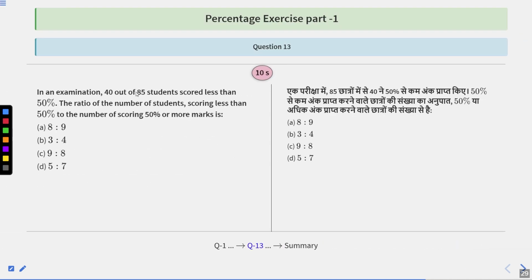In an examination, 40 out of 85 students scored less than 50%. The ratio of the number of students scoring less than 50% to the number of students scoring more than 50% is how much? A, B, C, D, four options have been given to you, and you have only 10 seconds to find the correct option.